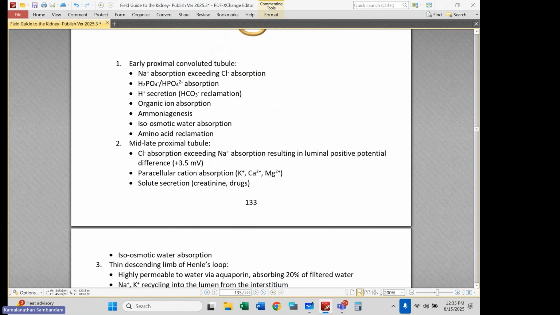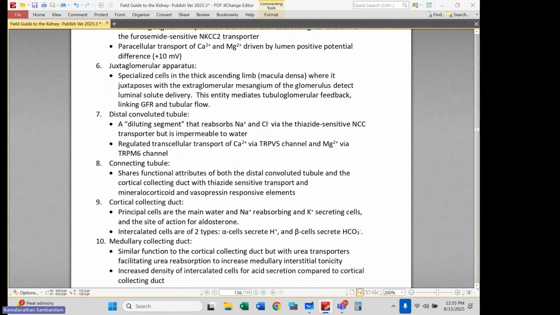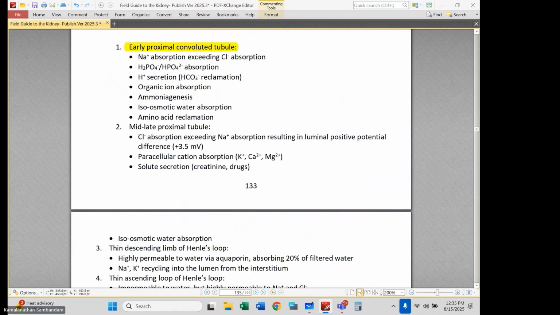All right, so the overview of some of the transport processes that I certainly think as students of nephrology we need to understand is summarized here. Again, early and late proximal tubules do have some differential function that we have to acknowledge. So in the early proximal tubule, we have sodium absorption that is exceeding chloride absorption. So when you have sodium absorption exceeding chloride absorption, that would achieve a lumen negative potential difference, okay?